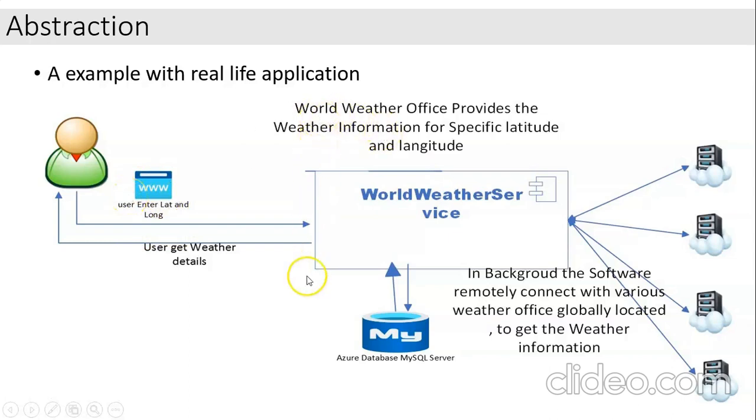It means that in the background, the world weather service may first determine which latitude, longitude belongs to which country, and from that country it may remotely contact that country's weather office and get the data. It may contact the US weather office for US weather data, or the UK weather office, or the India weather office, or the China weather office. In the background, it may do some very complex operations, but a user who is using the world weather service just needs to know how to call an interface and pass the latitude and longitude to the world weather service. So this is called abstraction, and abstraction is achieved through something called an interface.